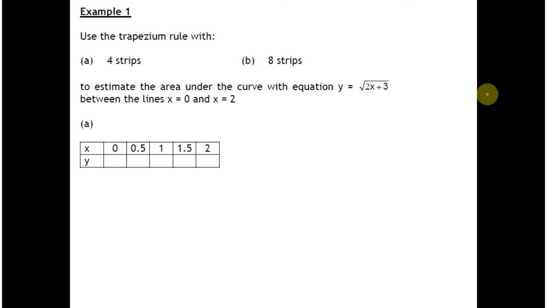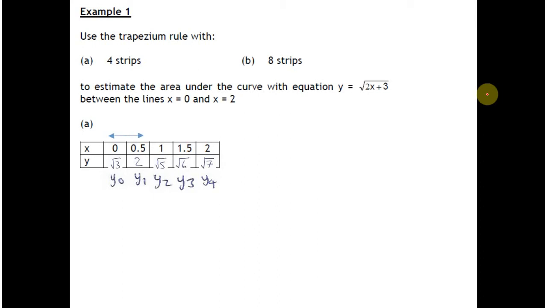Now we'll need to work out the y coordinate. So when x equals 0, stick 0 into the square root of 2x plus 3, we get root 3. Stick x equals 0.5 in, we get 2. Stick x equals 1 in, we get root 5. Stick x equals 1.5 in, we get root 6, and stick x equals 2 in, and we get root 7. Now it's best to denote what the y coordinates are, so y0 is root 3, y1 is 2, y2 is root 5, y3 is root 6, and y4 is root 7. So n is 4 for this.